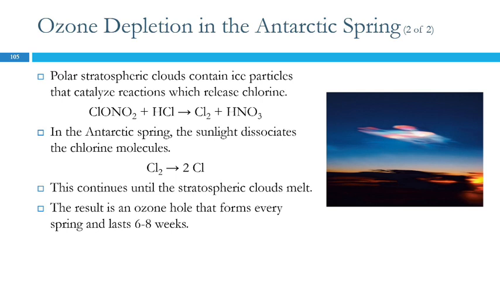Interesting, huh? Yeah. What does it mean to dissociate? Dissociate, come apart. So a chlorine molecule is two chlorine atoms bound together. And to dissociate means the chlorine atoms come apart from each other. Any other questions?